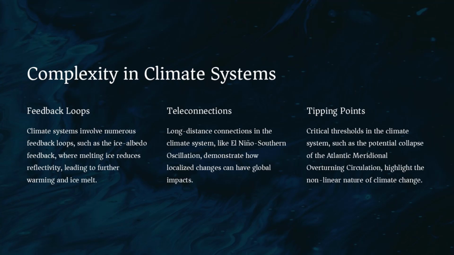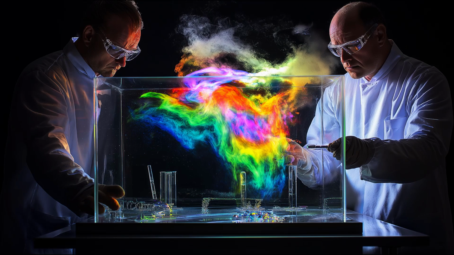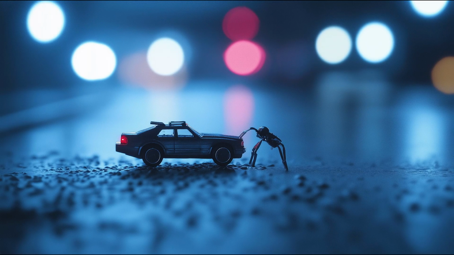Climate systems exhibit complexity through various feedback loops, teleconnections, and tipping points. Feedback loops like the ice albedo effect lead to further warming as ice melts, reducing reflectivity. Teleconnections, such as El Niño, show how localised climate changes can have global impacts. Critical tipping points, like the collapse of the Atlantic meridional overturning circulation, demonstrate the non-linear nature of climate change.